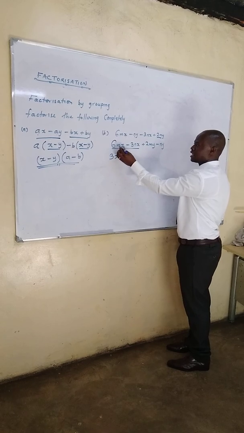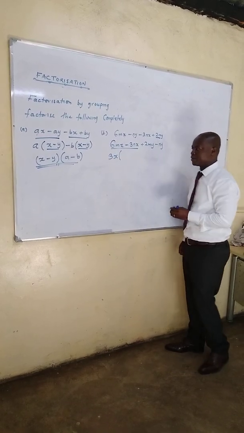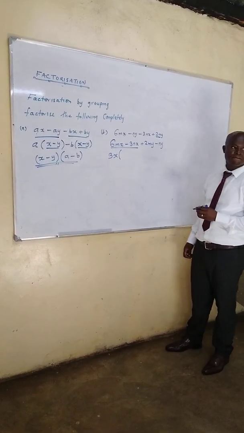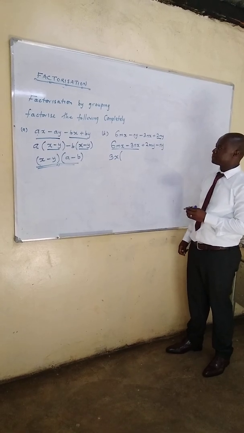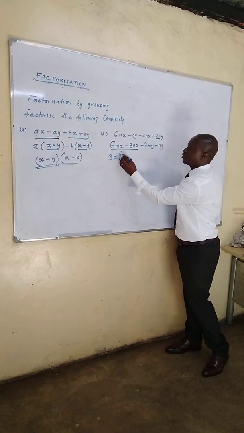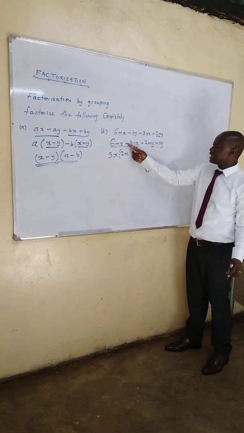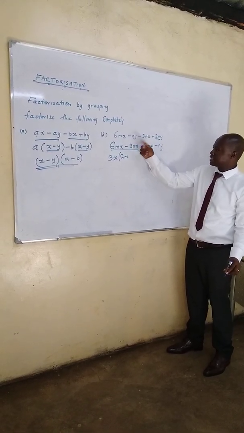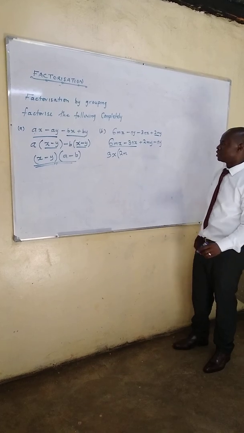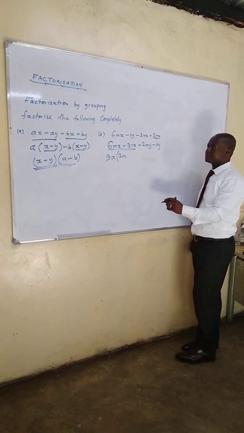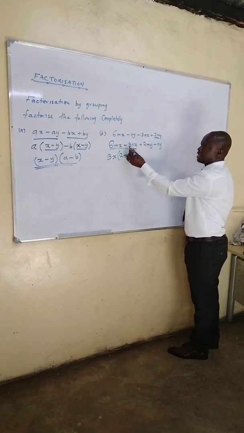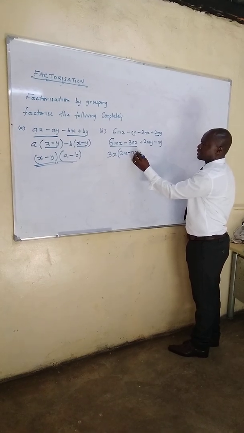So from 6mx, factor out 3x, what do we have? 2m. We remain with 2m. And from negative 3nx, factor out 3x. What do we remain with? Negative n.